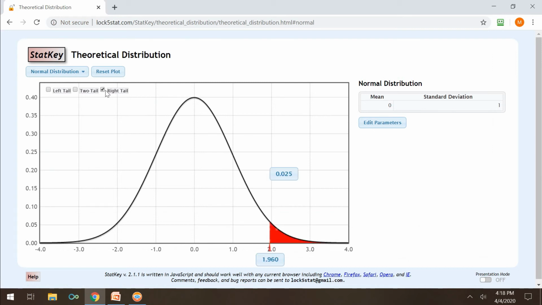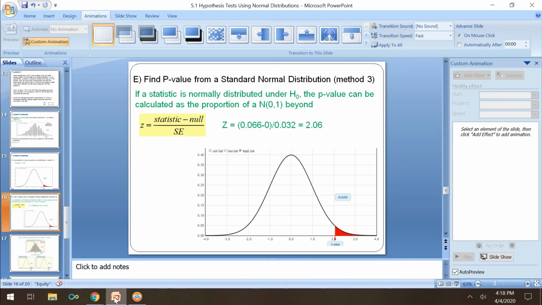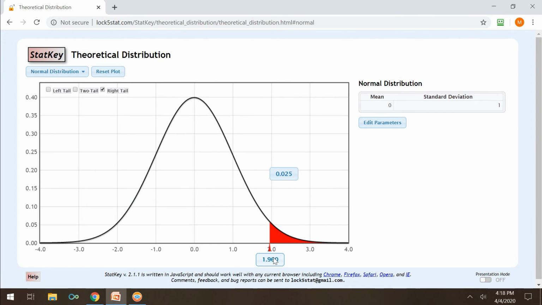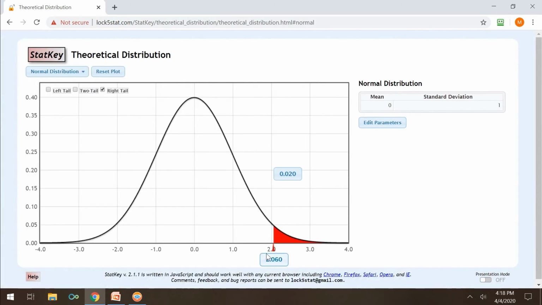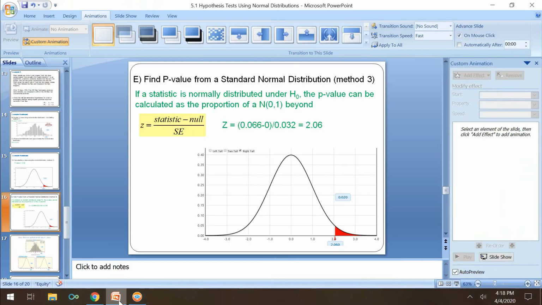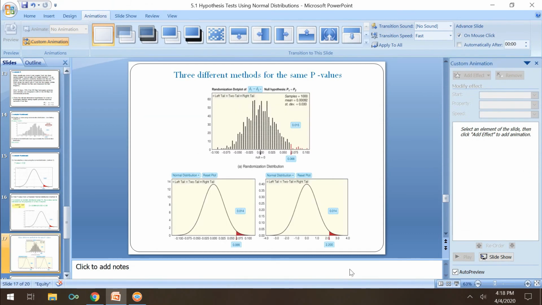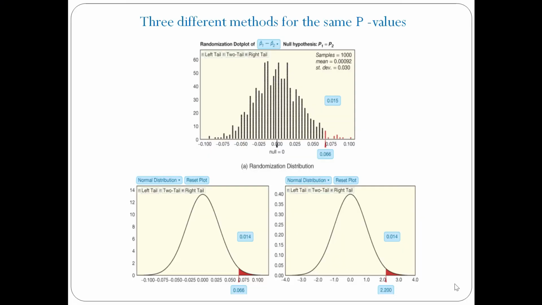And this is the right tail test, but it is to the right of the z-score that you just found. And the z-score is 2.06. So I'm going to adjust my cutoff to 2.06. And once you adjust the cutoff, the p-value will be this number over here. And as you can see, all three p-values are very similar to each other, if not the same. So these are the three methods to find the p-value.